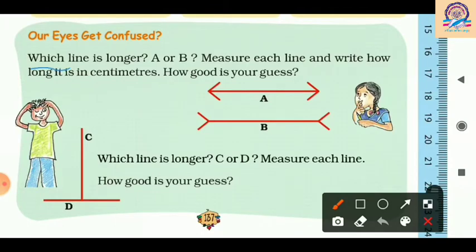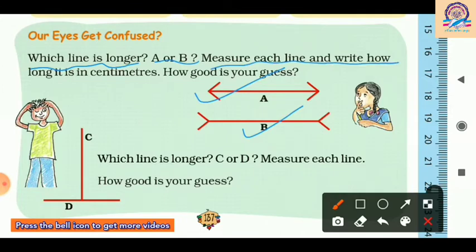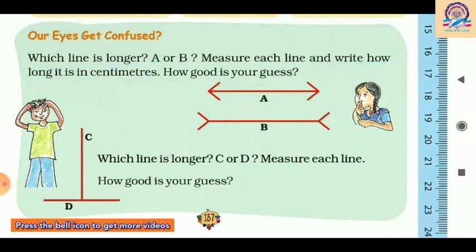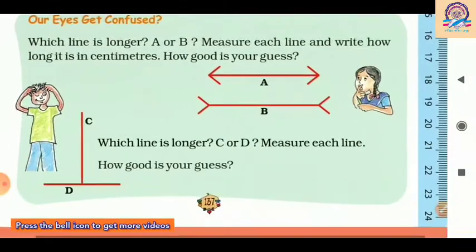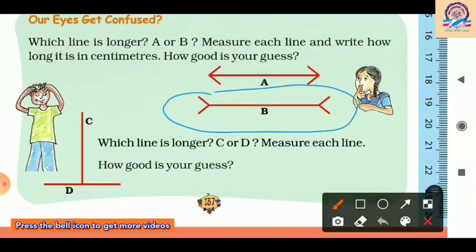Let's see. Which line is longer, A or B? Here we have line A and this is line B. Measure each line and write how long it is in centimeters. How good is your guess? At first view it is very tough to say which is longer. Generally B looks longer than A, but it's not true, because these are the end points of A. So we have to measure this length.